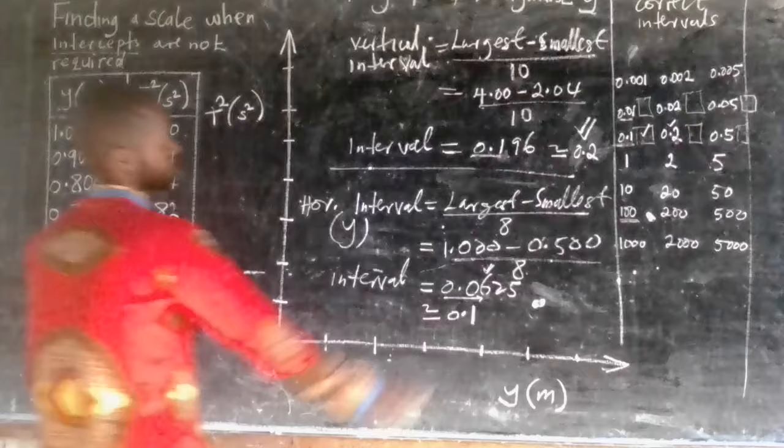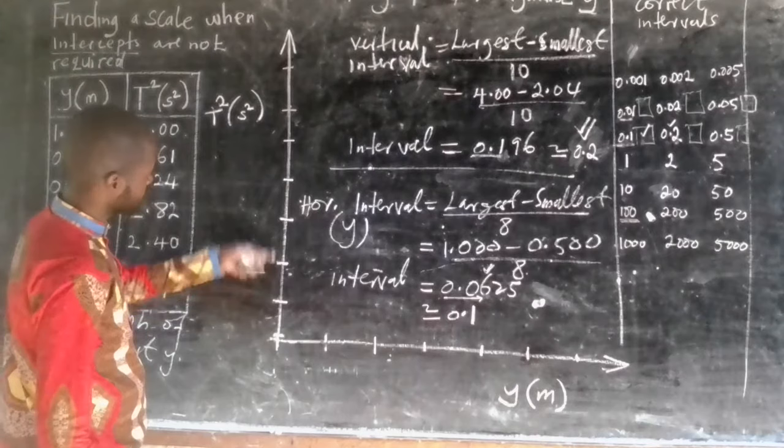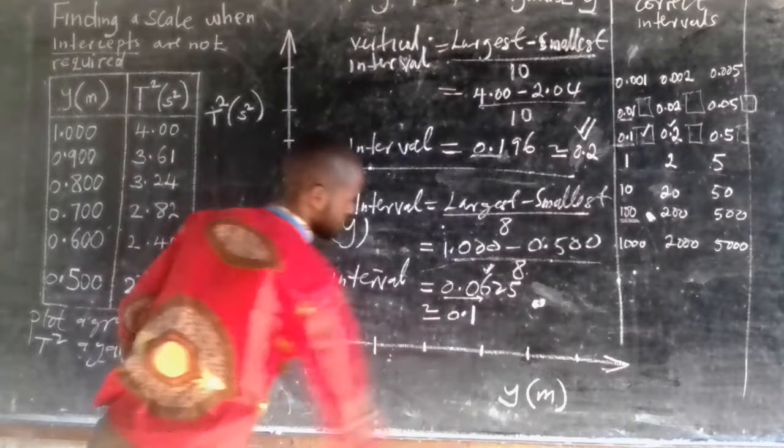It helps us to get these values here, which we are going to put on this axis, here on these marks. Those intervals are what they are going to help us with.